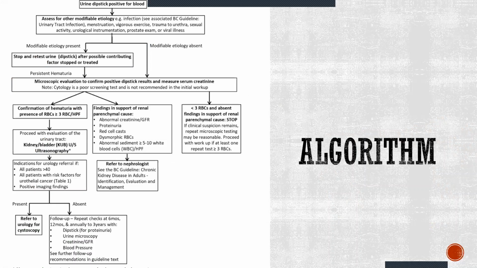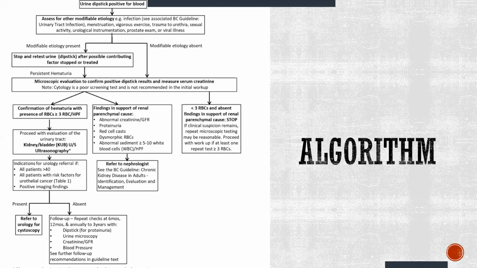Next slide. So this shows our algorithm that's from the guideline under review, and it basically goes over what we just said. This kind of sums it all up. So you do a dip, you check for reversible causes, treat them, then retest, and if it's persistent, you do the microscopy to confirm. And once you've confirmed there's 3 or more cells, you do imaging, and after that, if there's age greater than 40, any risk factors or any imaging abnormalities, send to urology.